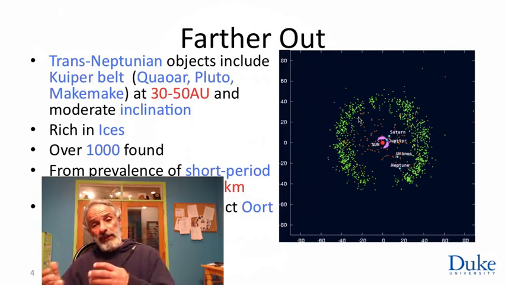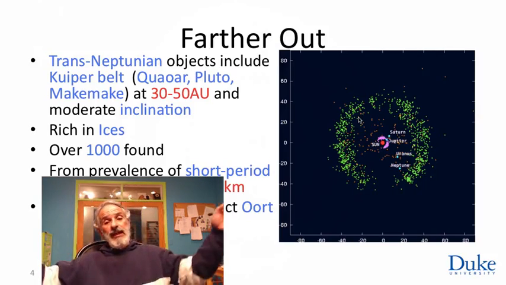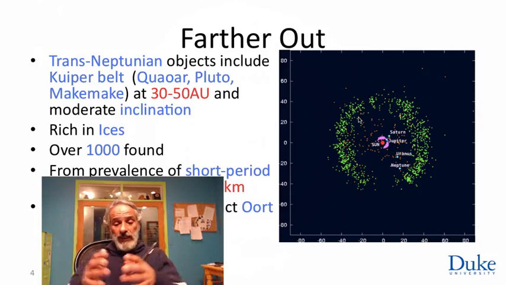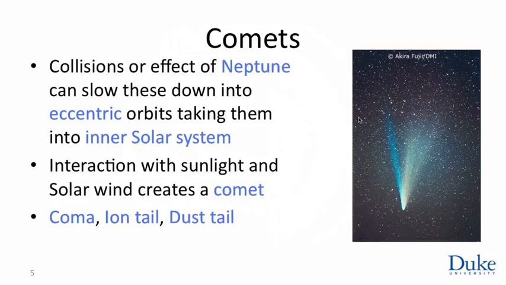And then the long-period comets, as I said, predict this Oort cloud, which extends out to 50,000 astronomical units and is spherically symmetric. So the solar system goes on for a while. And investigating what happens to these things when they do get tipped into the solar system is sufficiently interesting that it's worth doing.